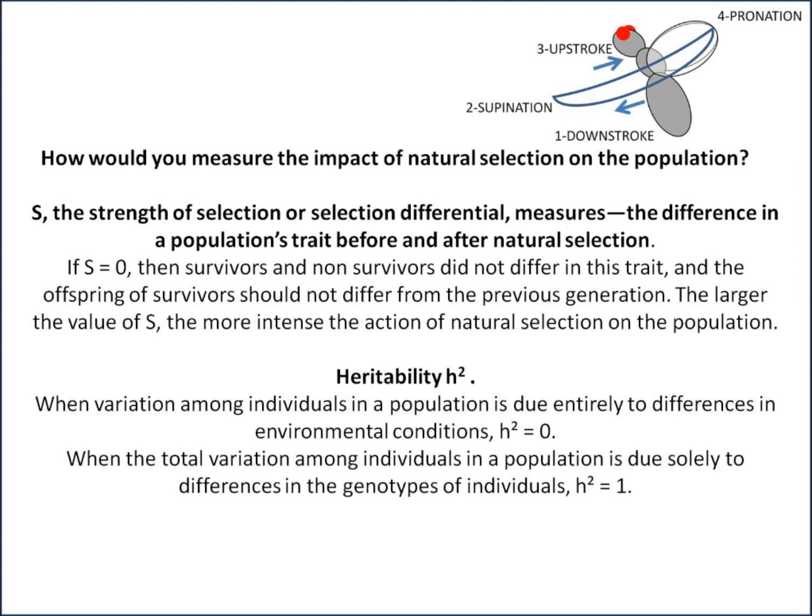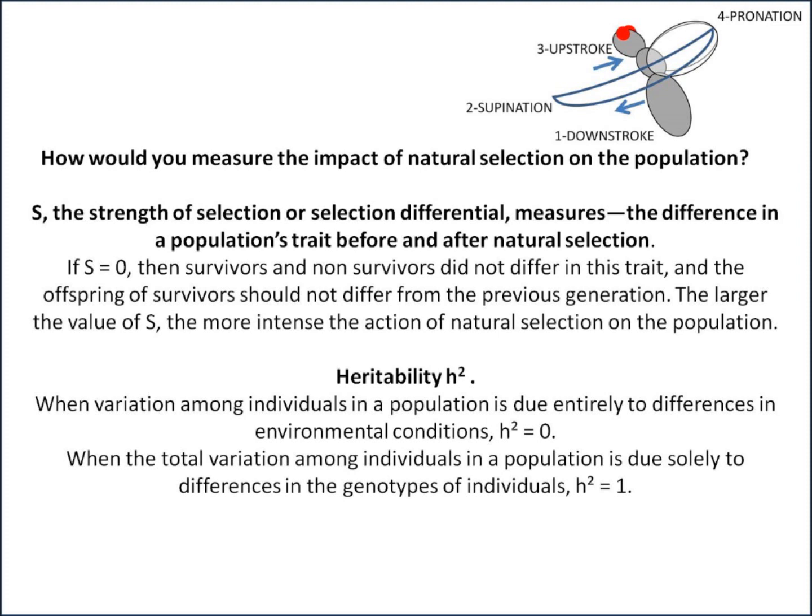If S equals 0, then survivors and non-survivors don't differ in this trait, and the offspring of the survivors should not differ from the previous generation. The larger the value of S, the more intense the action of natural selection on the population.